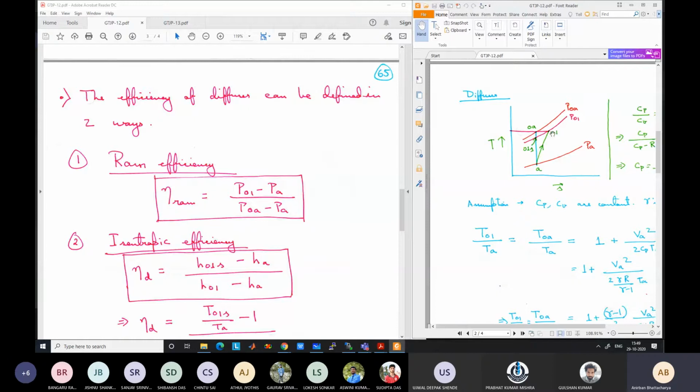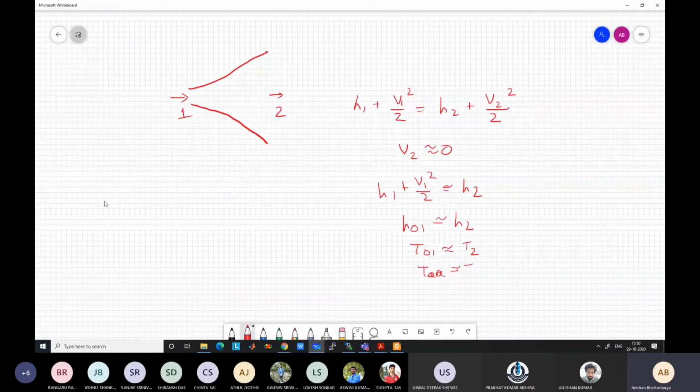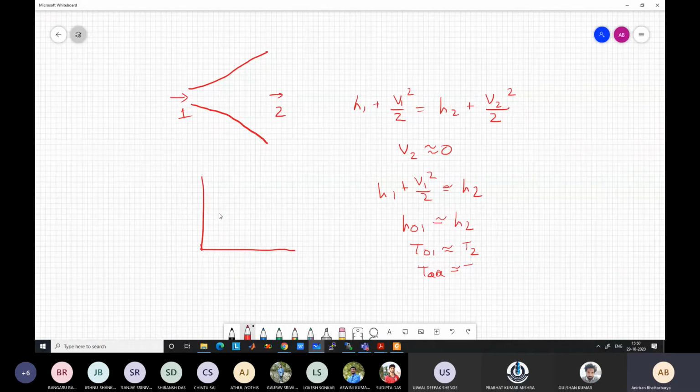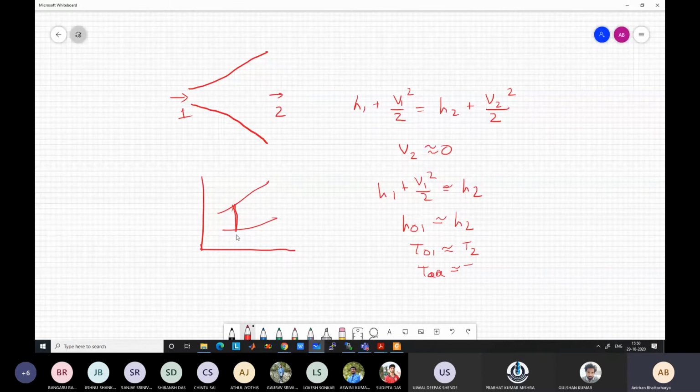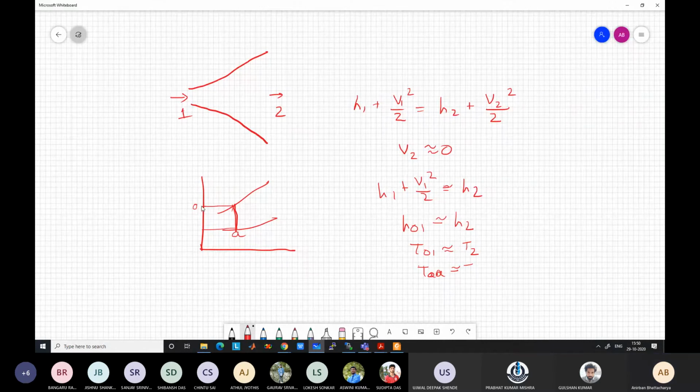If the frictional losses are more, P01 will be even lower. However, T01 will always be equal to T0A. Only that this line will deviate to the right-hand side like this. Let me clarify it once because I guess some of you might still be confused. I don't have a board, so it is difficult. So this is your line, and this is the ideal diffuser process. This is point A, this is point 0A, meaning the temperature T0A, and this is TA.